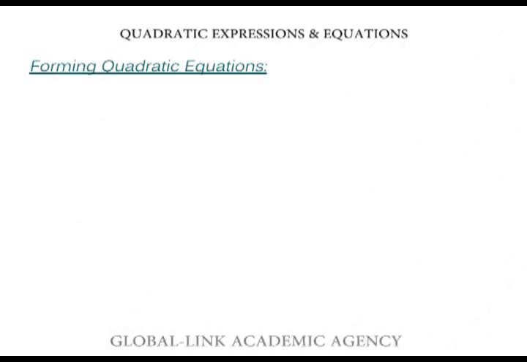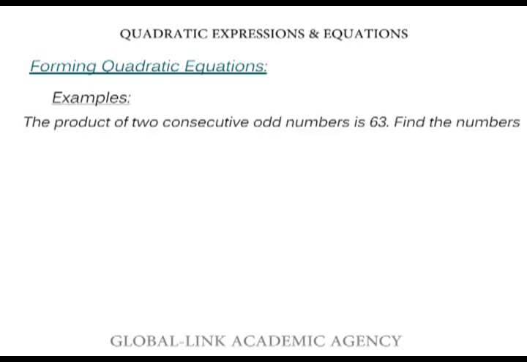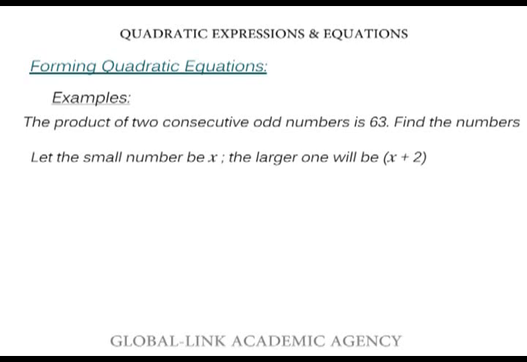Let's take a real problem. The product of two consecutive odd numbers is 63. Find the numbers. In our solution, let the smaller number be x. The larger number will be x plus 2 since two consecutive odd numbers differ by 2. Multiplying x times x plus 2 is 63.